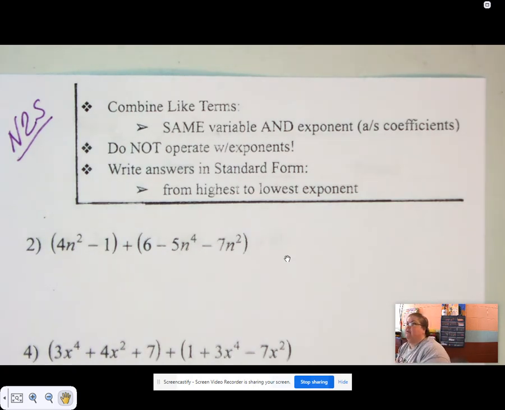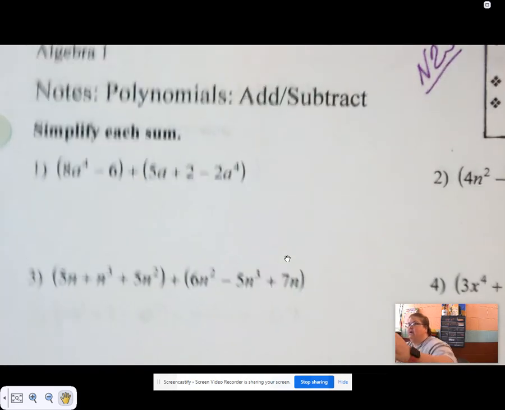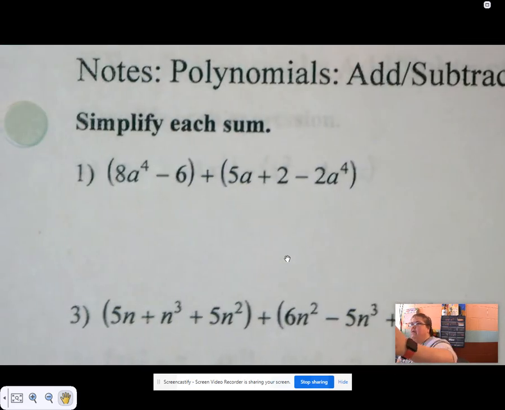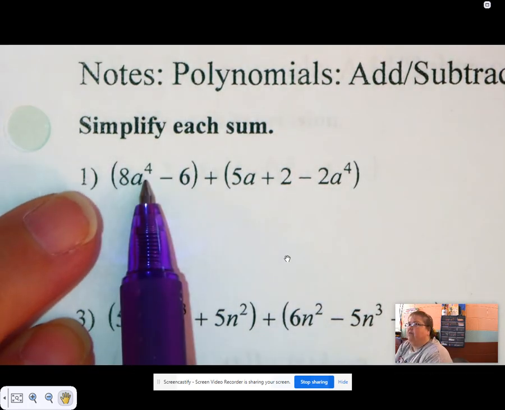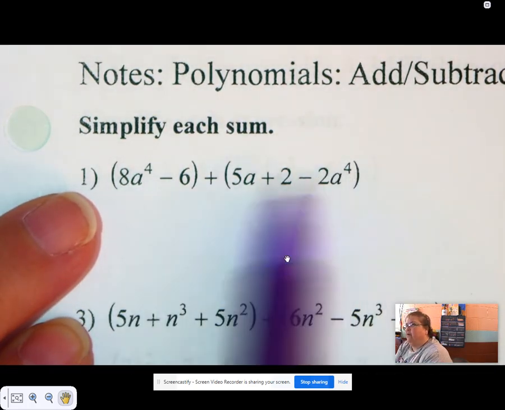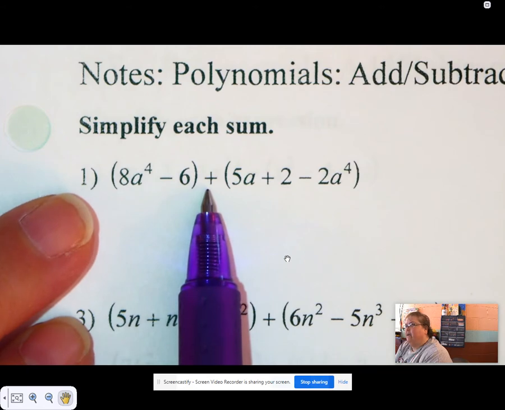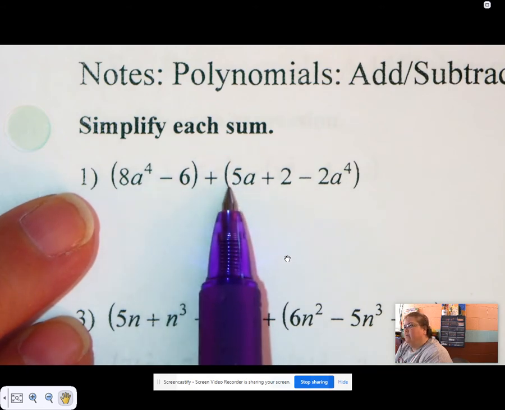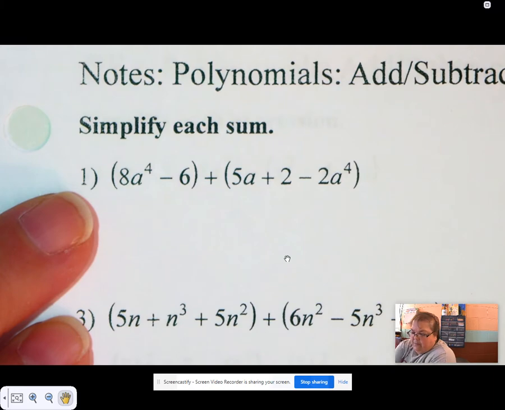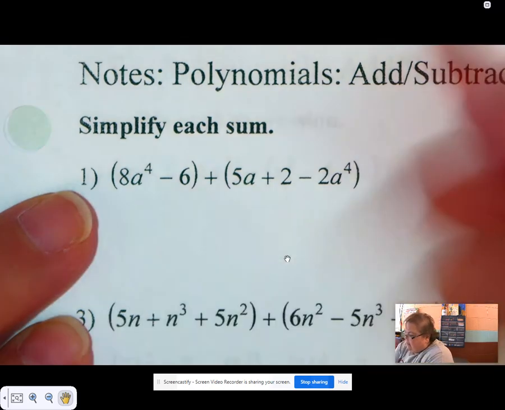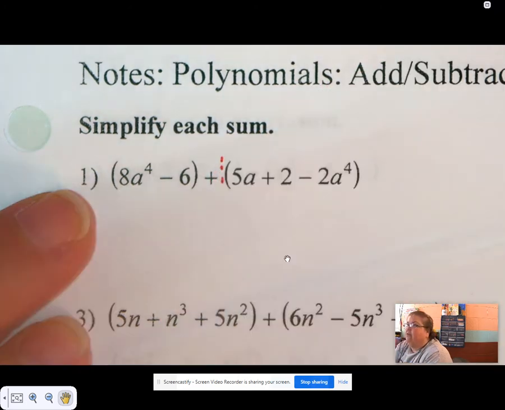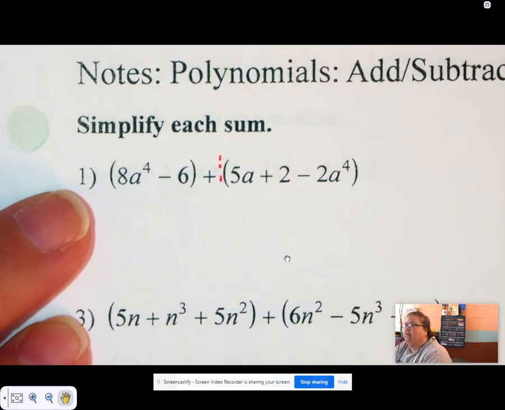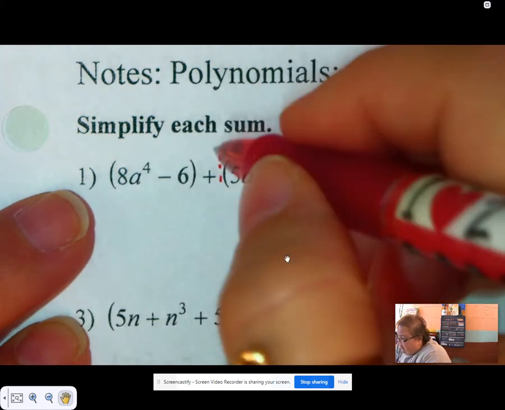Okay, I've probably said enough now, so here we go. Example 1. I have this polynomial and this polynomial, and they're going to be added together. I have a parentheses here, right? So with a parentheses and this addition sign, that means I have an invisible 1 right there in front, don't I? Isn't there one there? Yeah.